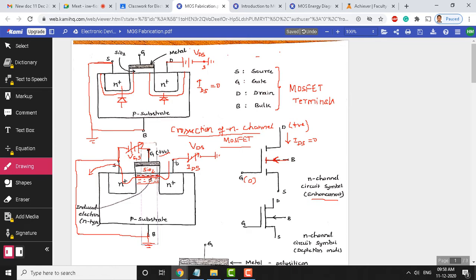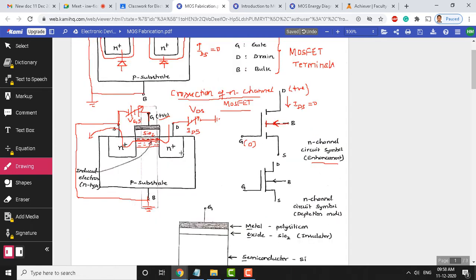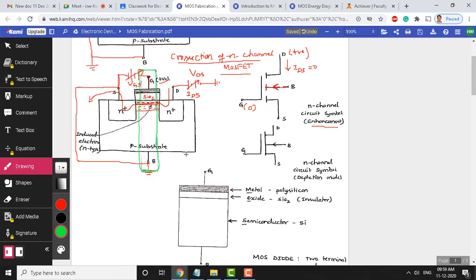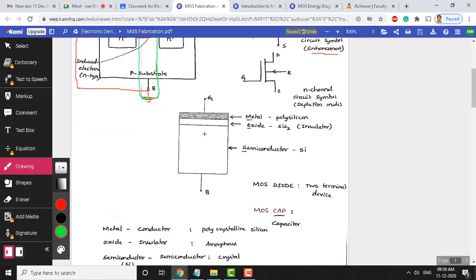Now, let us focus particularly on the gate region. Let me draw which region we are interested in. Let us only extract this region which I have highlighted here. I am ignoring other regions in the N channel MOSFET, and the structure looks like this.